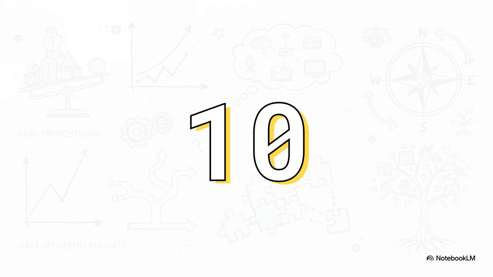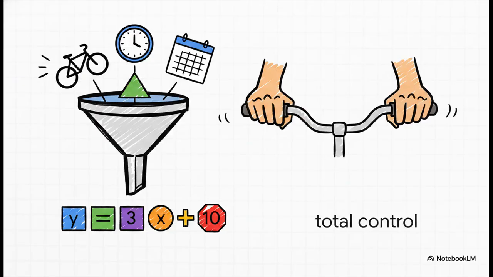It didn't start at 0. Basically, the bike shop charged a $10 flat fee the second you walked through the front door. We take that $3 hourly rate as our slope and our $10 starting fee as our y-intercept, and there we have it. Y equals 3x plus 10.